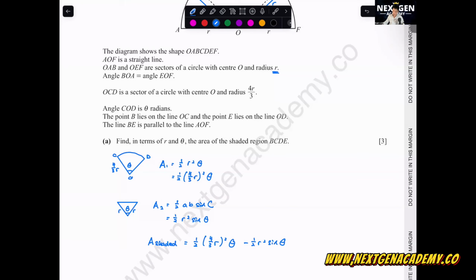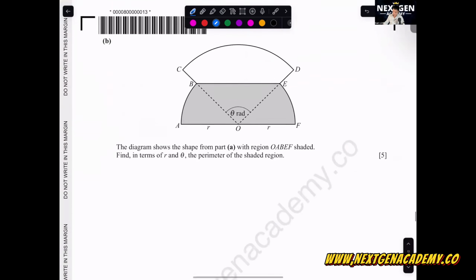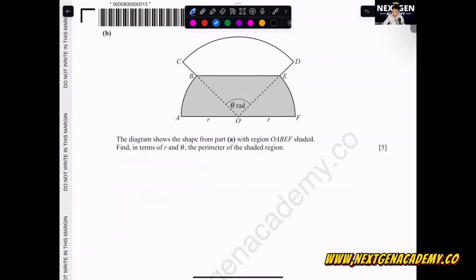Okay, let's go to the next one. The diagram shows the shape from part A with region OABEF shaded. Find, in terms of R and theta, the perimeter of the shaded region. So for the perimeter of the shaded region, we have these two arcs, and then we have this part here. The bottom we already have is R and R. So we need to find this yellow and blue part.